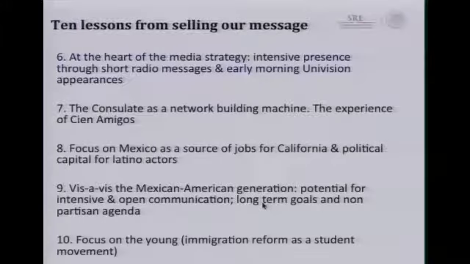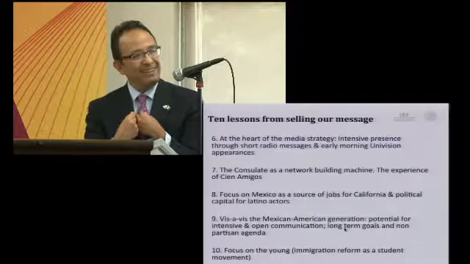Lesson number 7. We help Mexicans and Mexican Americans by helping them integrate into this society. But what about Mexican Americans, those who are born here, those who have full access to circles of economic and political power in this country? The stronger they become, the better for us, right?